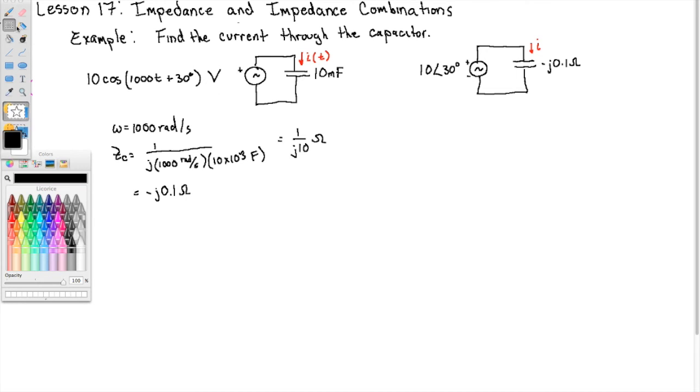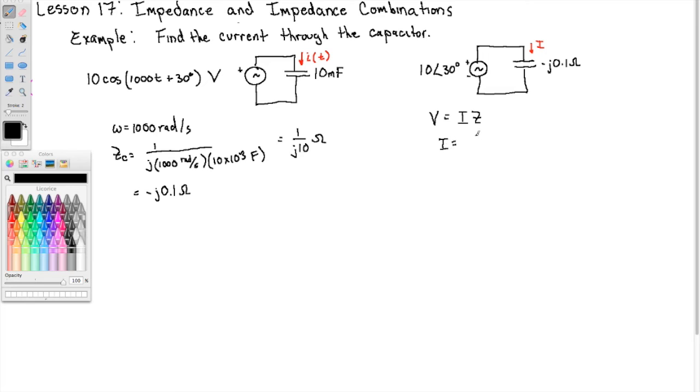Notationally, you'll see that in some texts, I think your book does this, the I becomes capital to show that you've changed it. This is called the time domain picture. You've changed it from the time domain picture, and this is now called the frequency domain, so we use capitals over here. All right, so we can use Ohm's law. We've got V, which is 10 angle 30, equals I times Z, which is minus J 0.1 ohms.